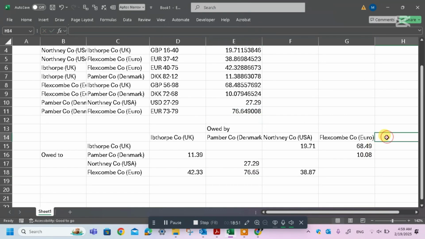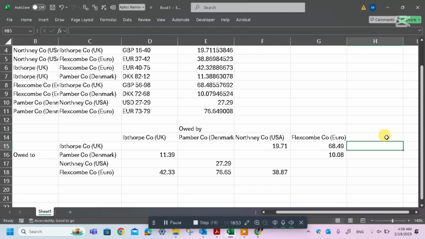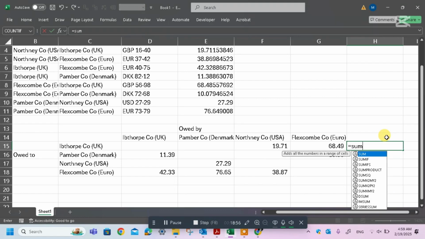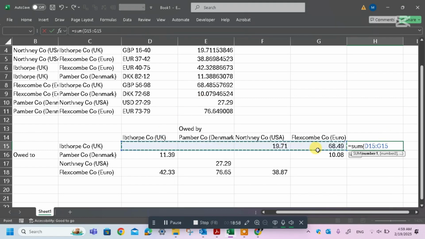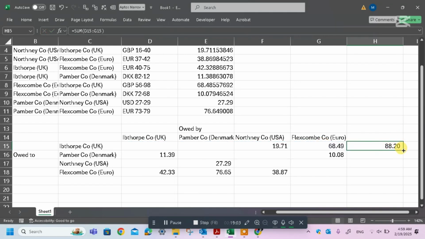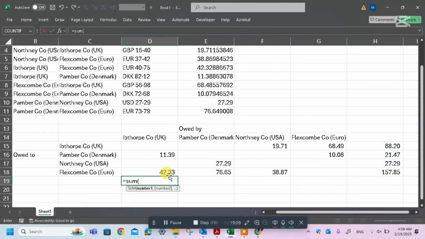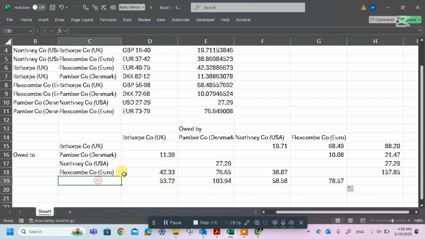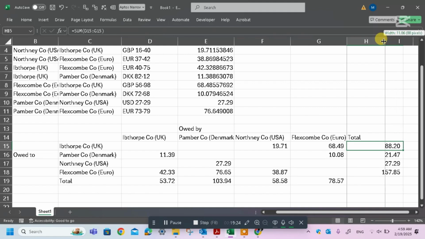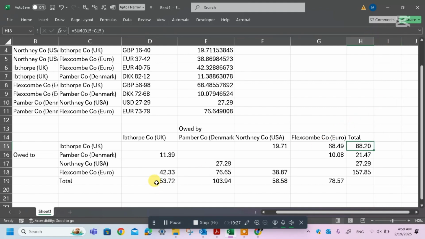All right, let's get the total. Equal sum the row. Do that column wise also. Each column get the total. Total. Right.